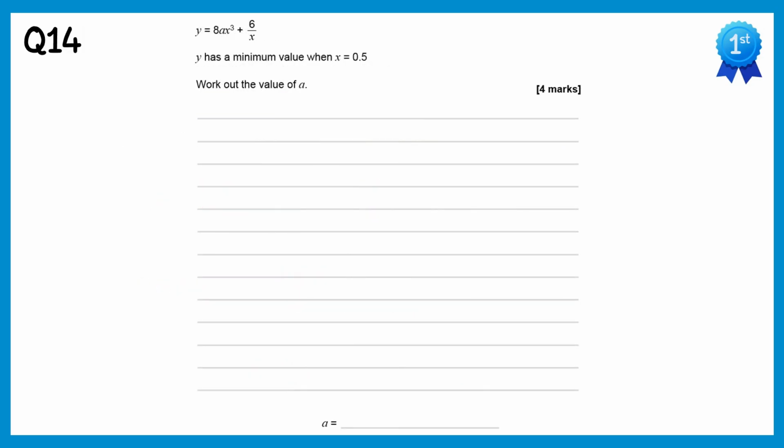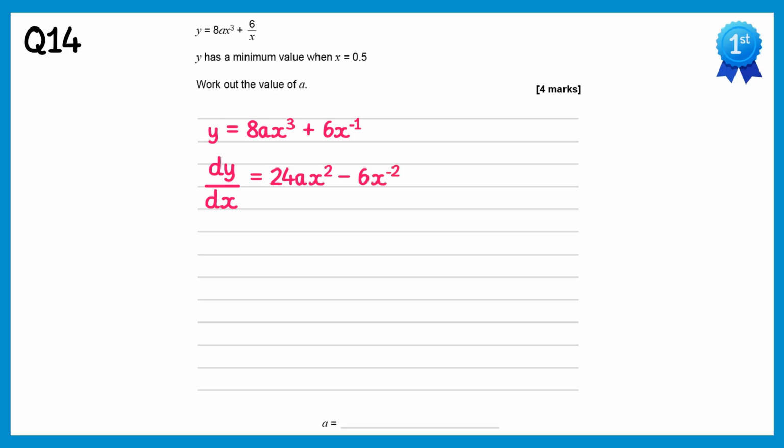The first thing to do on this question is rewrite the 6 over x as 6x to the power negative 1. We can now differentiate, so dy by dx equals, we do 3 times 8a, which is 24a, and then bring the power down from x cubed to x squared. We then do 6 times negative 1, which is negative 6, and then reduce the power from x to the power negative 1 to x to the power negative 2.